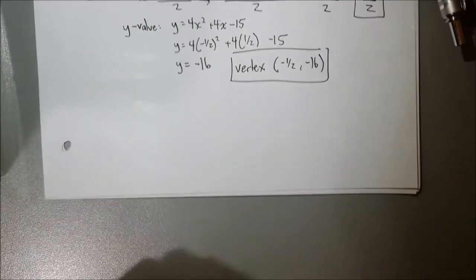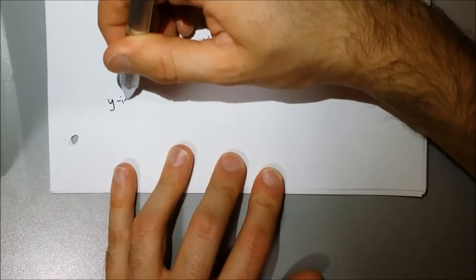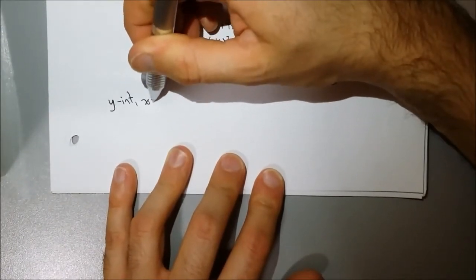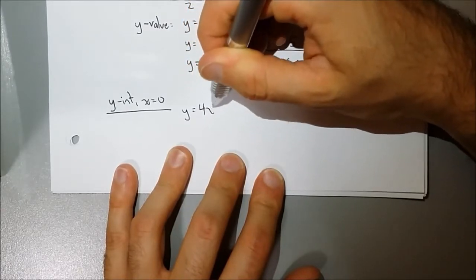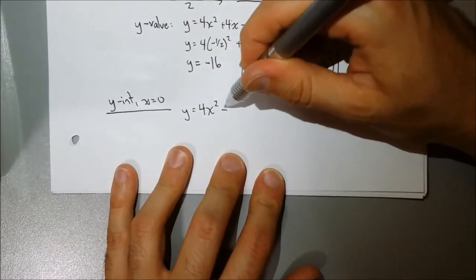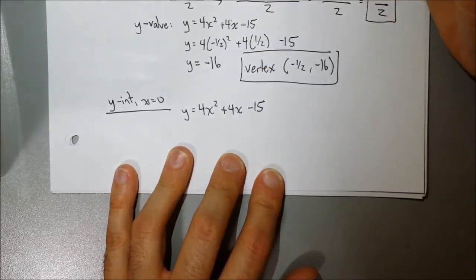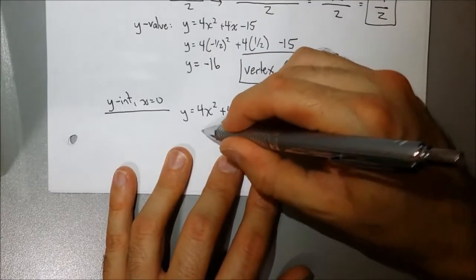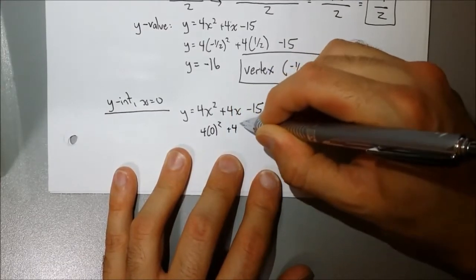Just for fun though, just for giggles, let's get our y-intercept. So that means that x equals 0, so that won't take very long. Again, I'm going to go back to the original quadratic that I was given. Going to plug in x equals 0 anywhere where there's an x. Kind of overkill, but here I am writing it all out.